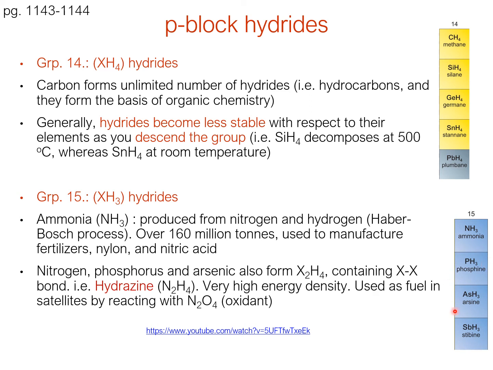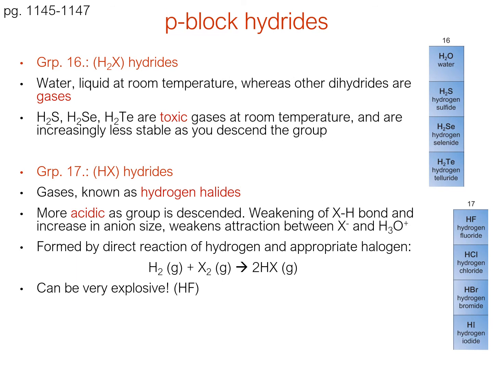So we've got phosphine and arsine shown here. These also form the X2H4, such as hydrazine. Also high energy density. And again, the hydrides will become less stable as we go down the group. It's the last slide for this video.